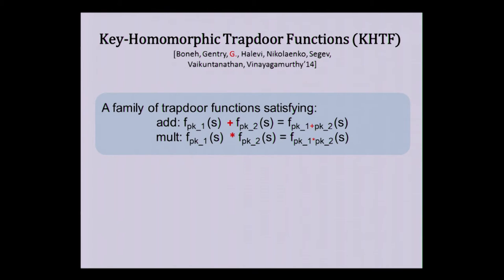So let me tell you about this primitive a little bit. It's a family of trapdoor functions satisfying the following semantics. You have an additive and multiplicative homomorphism with respect to the keys. In other words, if you take a function evaluated with respect to a public key pk 1 on some secret s and add it to another function evaluated with respect to a different public key pk 2 on the same secret s, then what you get is a function evaluation with respect to the addition of the public keys evaluated on the same secret s. And a similar homomorphism holds with respect to multiplication.